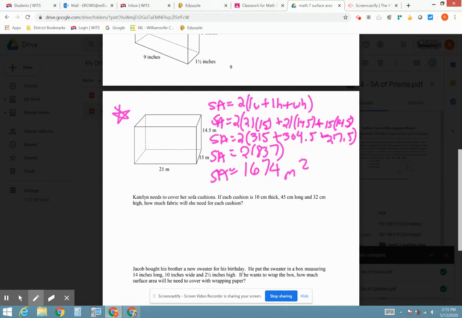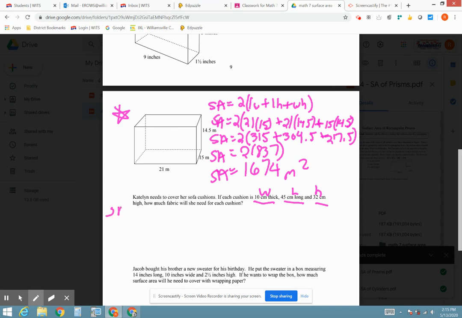Okay. Word problem, you'd pull out everything that you need. Caitlin needs to cover her sofa cushions. So you have 10 thick, 45 long, and 32 high. You could draw the picture, just like you have here, or you could just label it. So long, this would be your length. I would think that thickness and height would be the same thing, but we're going to call this one width then, and this one height, because I don't like the way it's worded, but we're going to roll with it.